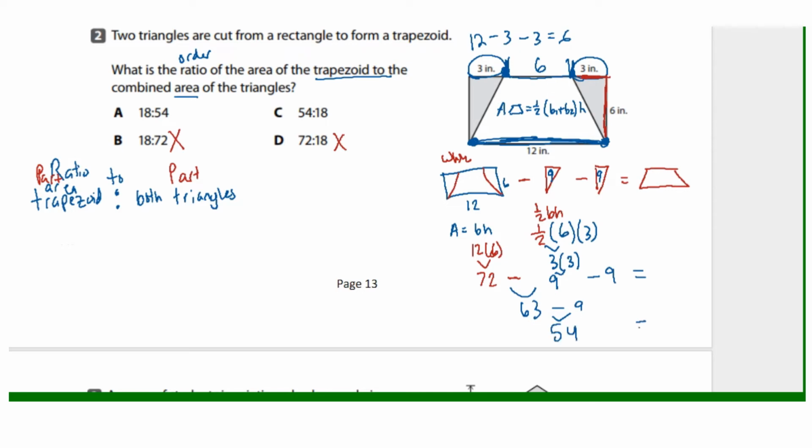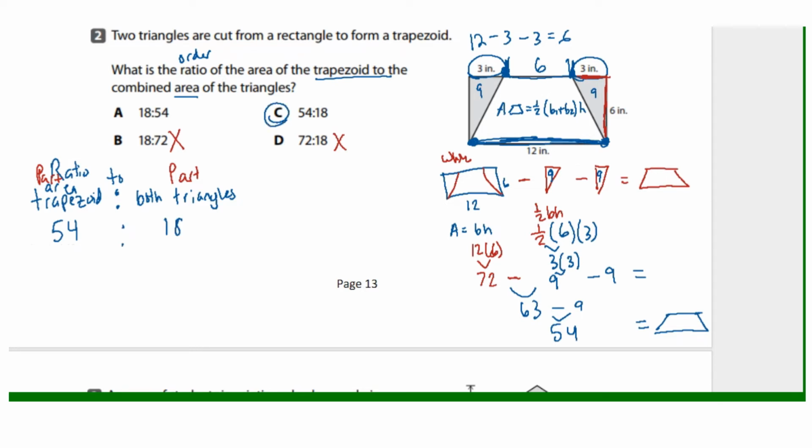So 54 is equivalent to the trapezoid. So I have the area of my two triangles, which is 9 plus 9, so it's going to be 18. And then the area of my trapezoid is 54. So I need my trapezoid, which is 54, and I need both triangles, which is 18. So I'm looking for 54 to 18, which is answer C.